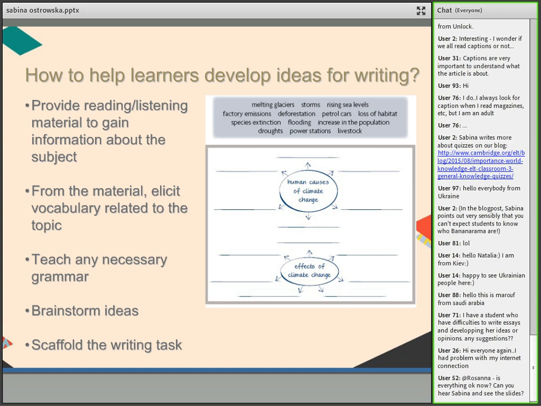And secondly, from that material, we can often elicit key vocabulary that the students can later reuse in their own writing. Like you have here a little activity about the causes of climate change, melting glaciers, storms, and so on. So it's a little activity based on a reading that helps students arrange the information and gives them some vocabulary.